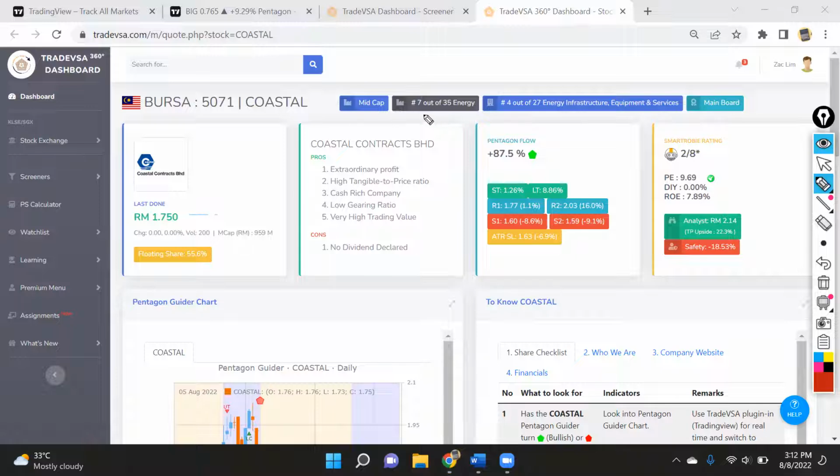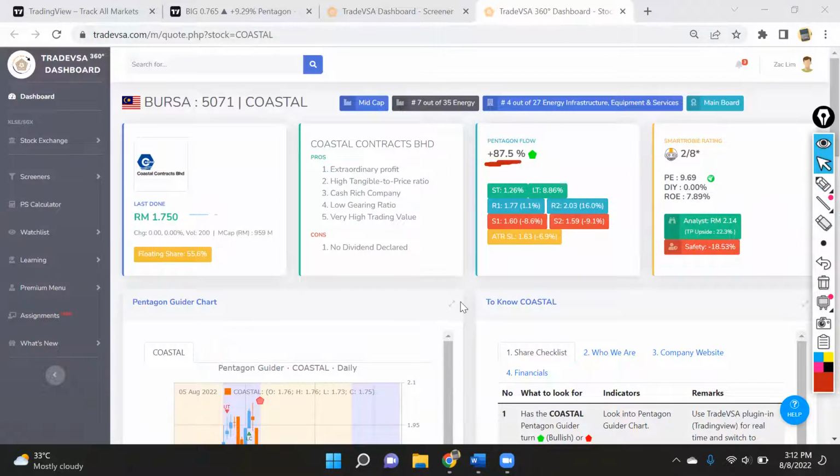We can notice here the ranking parts. In total, we got 35 energy counters. Costa contract at the moment ranked number 7. Infrastructure, 27, it ranked number 4. So it's not that bad in terms of ranking. And Pentagon flow is positive with 87% at the moment.